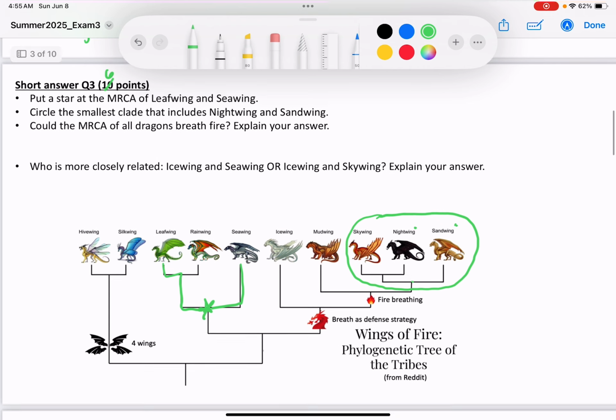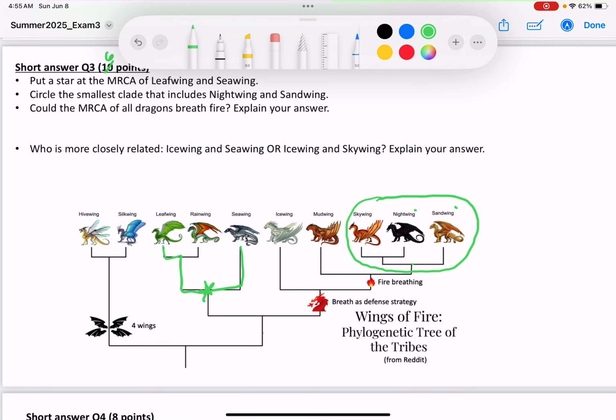Could the most recent common ancestor of all dragons breathe fire? So it looks like fire breathing as a defense strategy started here, and then fire breathing started there. So only these 1, 2, 3, 4 dragons are going to be able to breathe fire. So no, fire breathing is a synapomorphy for just 4 species.